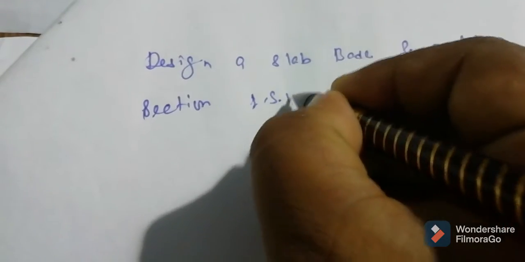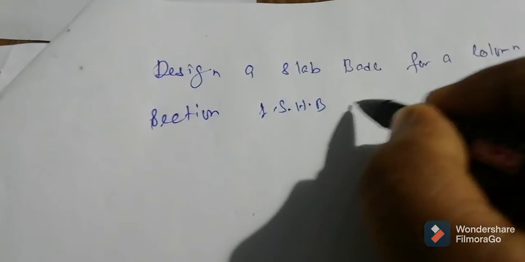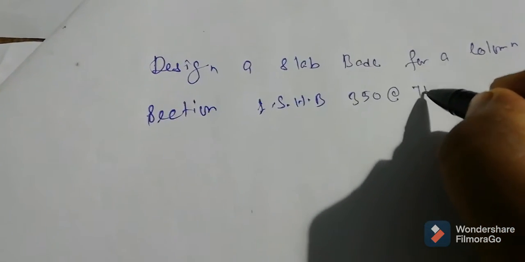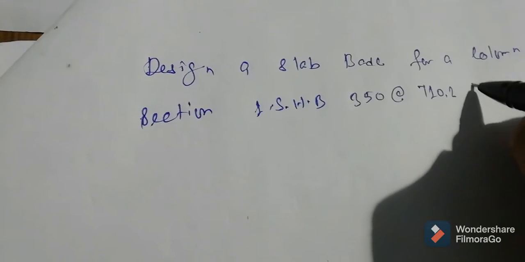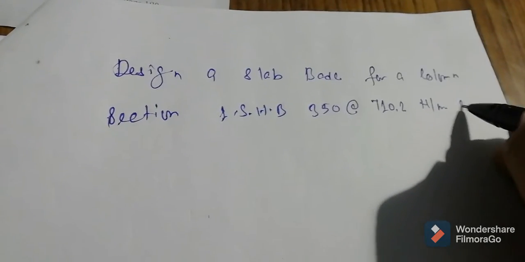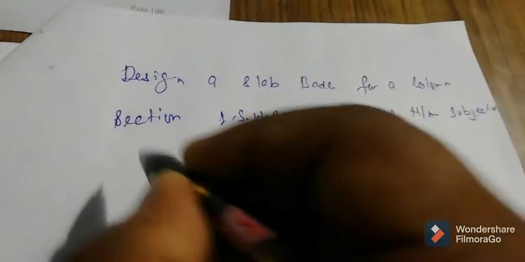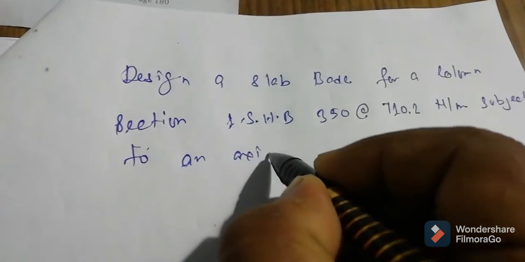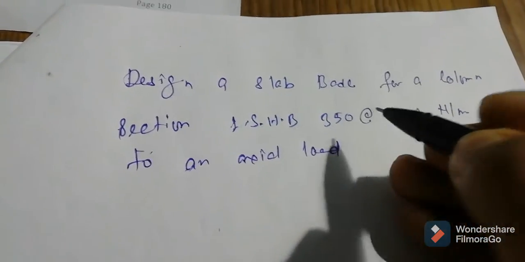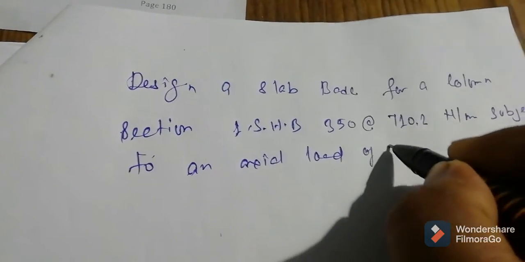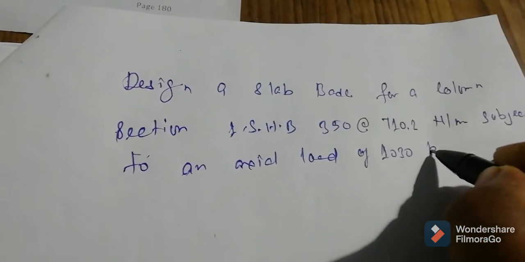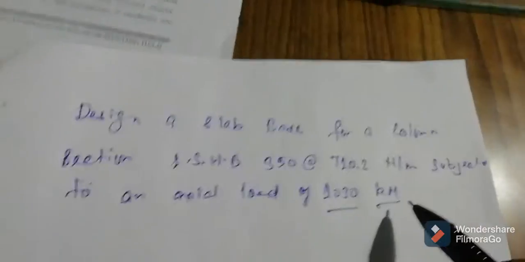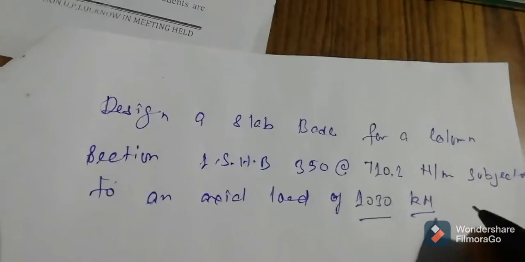ISHB 350 at 710.2 Newton per meter, subjected to an axial load of 1030 kilonewton. See the unit, that is 1030 kilonewton. Again, for the following condition.